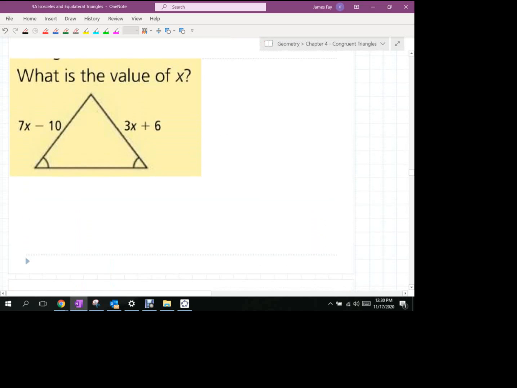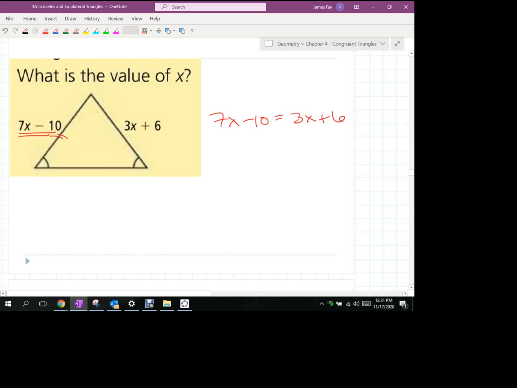Okay, we've developed a theorem that establishes a congruency, which ultimately establishes an equality statement, and now they'll give something like this. They'll say, what's the value of x? Well, what do you know about the segment that is represented by 3x plus 6 compared to the segment represented by 7x minus 10? Because the angles are congruent, the sides opposite are congruent, so 7x minus 10 should equal 3x plus 6. Does that make sense? Okay.